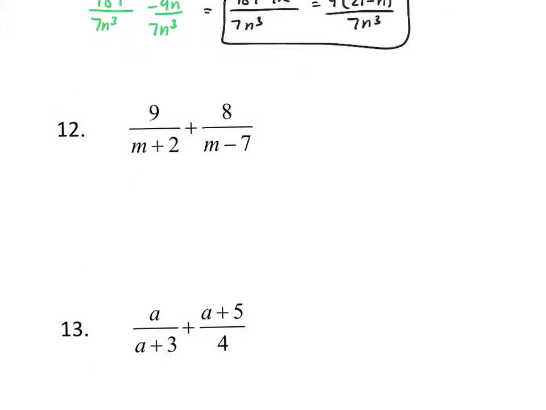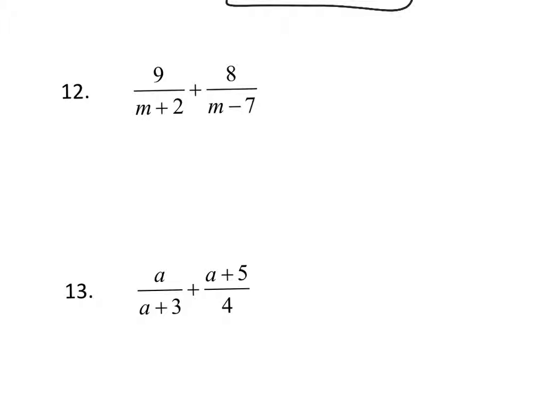Moving towards the next couple examples, they look slightly different already. We can see plus or minus signs at the bottom. So when we're approaching problems like this, our least common denominator is always going to be found by simply multiplying the denominators together. So one of them is n plus 2 in the denominator. The other one is m minus 7.